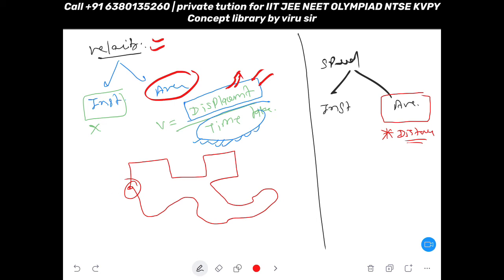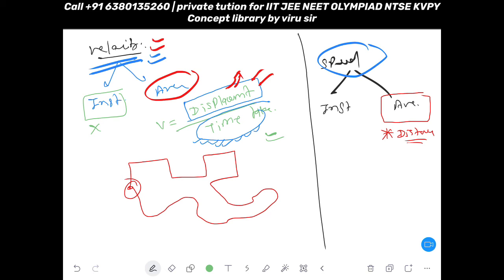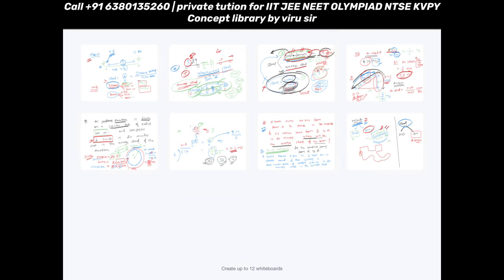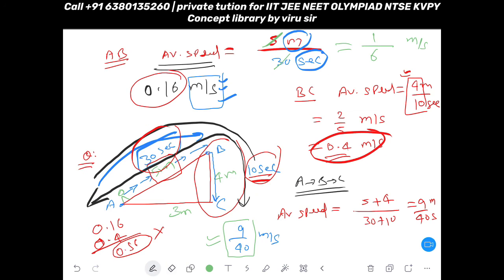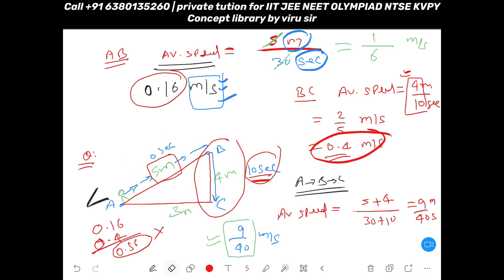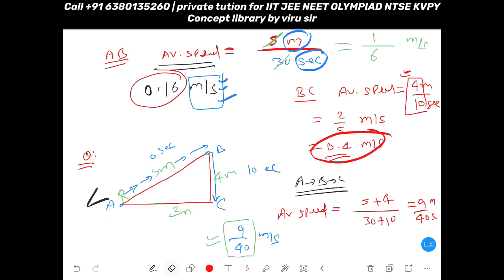Actually, velocity is the combination of speed and direction, and this is the formula to find velocity. Now you see, in our first question we have taken this. If I ask in the first question, what will be the average velocity for the journey A to B, B to C? If I ask in the same question, what will be the average velocity?